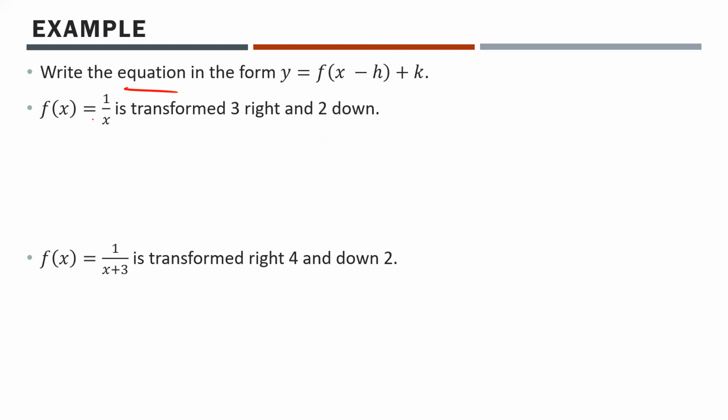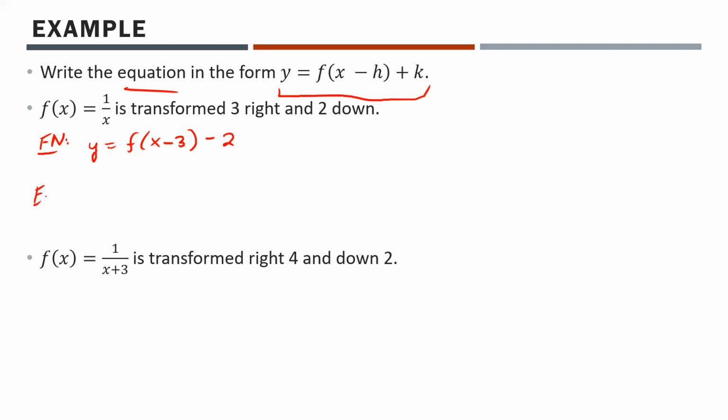This first question says f of x is 1 over x, and it's transformed 3 right and 2 down. Let's start with function notation. So function notation will literally just look like this. So y equals f of x minus h. Well, this is our horizontal transformation. We moved right 3, so that's going to be x minus 3. And we went 2 down, so that'll be minus 2. There we are. That's our function notation.